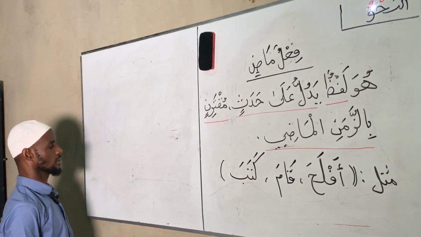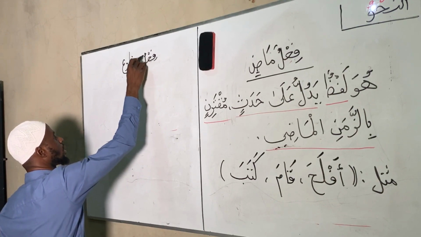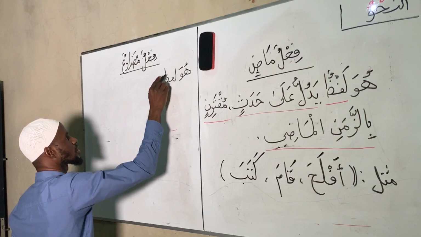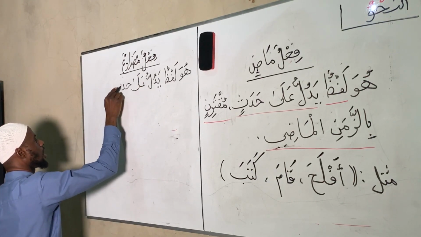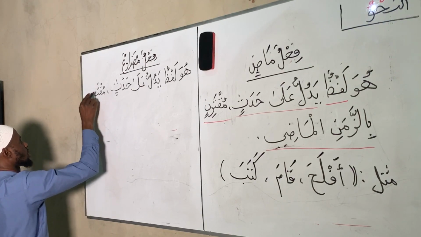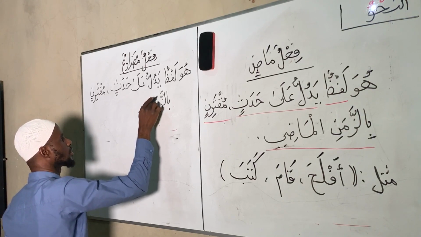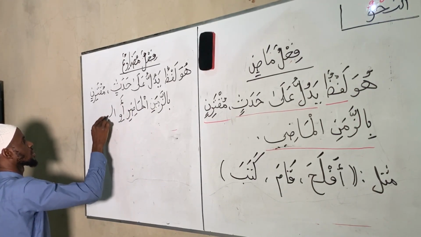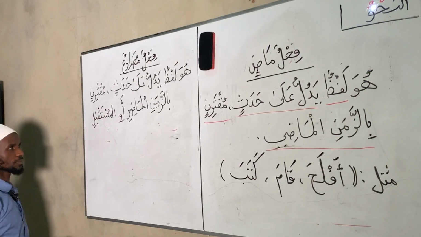So let's go to فعل مضارع. That is the next definition. And فعل المضارع as usual هو لفظ. It is a statement يدل that points على حدث to an action مقترن that is related بالزمن الحاضر with the present time or tense أو المستقبل or the future. So let's define together again.